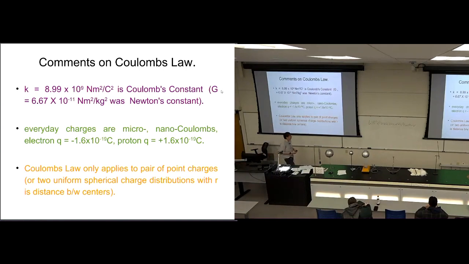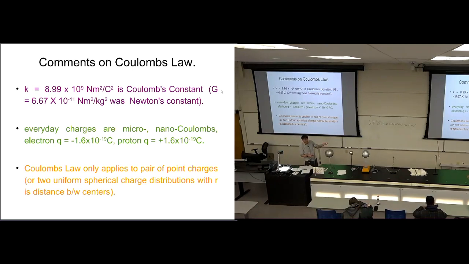Here are a few final comments. The value of the Coulomb constant, as I mentioned, which characterizes the strength of electricity, is about 9 times 10 to the 9 newton meter squared per coulomb squared. The units are just so that the units of the equation are the same on the left-hand side and the right-hand side. There's a similar constant in gravity, which is the gravitational constant, or Newton's constant. That, by comparison, is 6.7 times 10 to the minus 11 newton meter squared per kilogram squared.